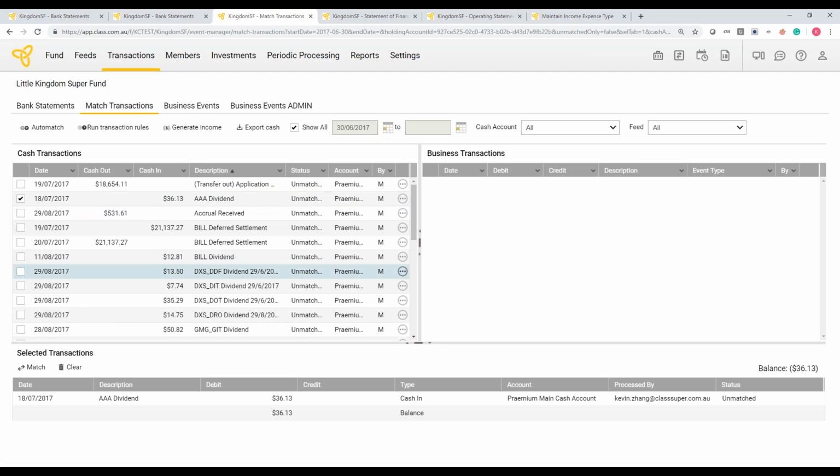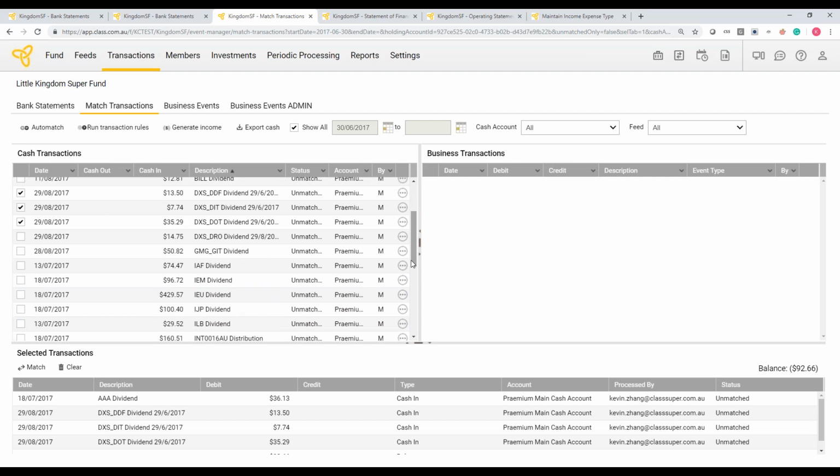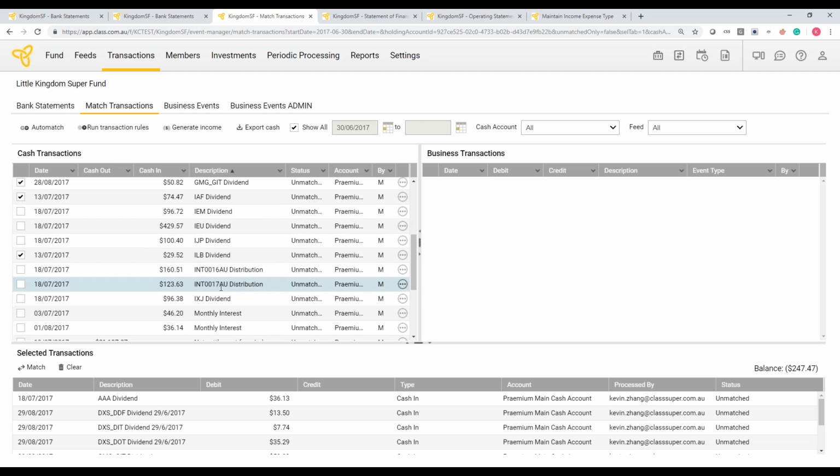So I've got AAA, Dexus. I've got 1, 2, 3, 4, but one of them is not in the list, which is 1475. Untick that. And then I've got IF. I've got GMG. Then IF 74 and 29. ILB 74. Tick that. And then the last two are the managed funds. Okay, that comes to 531.61.